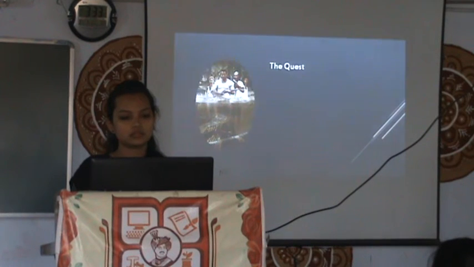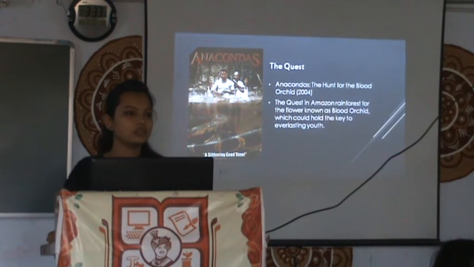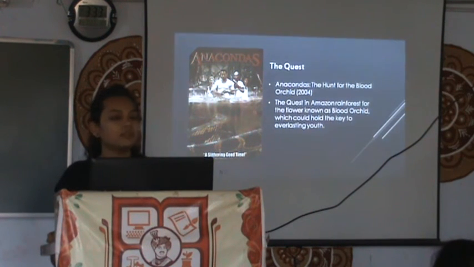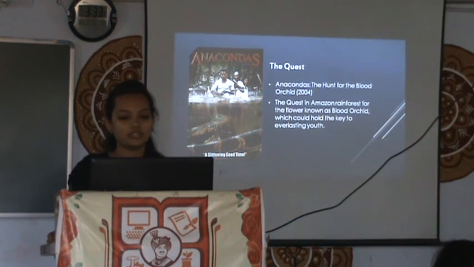Second is the quest. This is the example of Anaconda Part 2, in which we have seen the quest in the Amazon rainforest for the flower known as blood orchid, which could hold the key to everlasting youth.